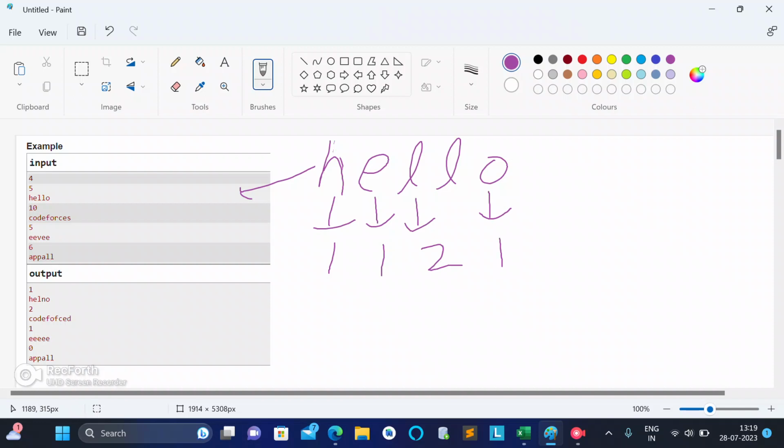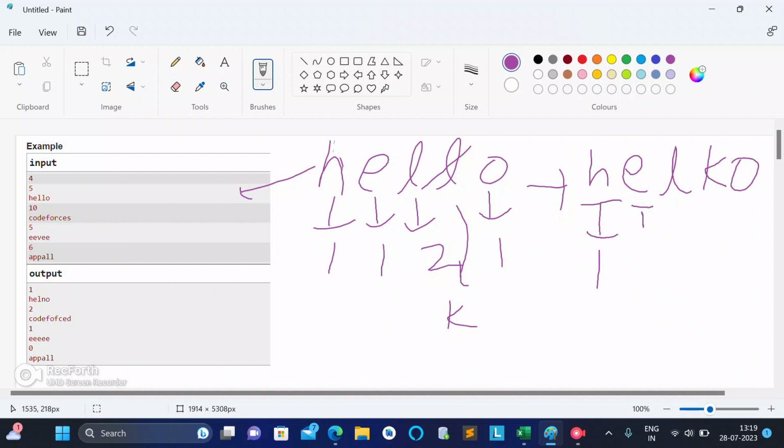So it is preferred to convert this L into some other character, let's say K. So we get HEKLO, such that the occurrence of H becomes 1, the occurrence of E also becomes 1, the occurrence of L becomes 1, the occurrence of K also becomes 1, and the occurrence of O also becomes 1. So the minimum number of operations required is 1, as we have converted one L into K.